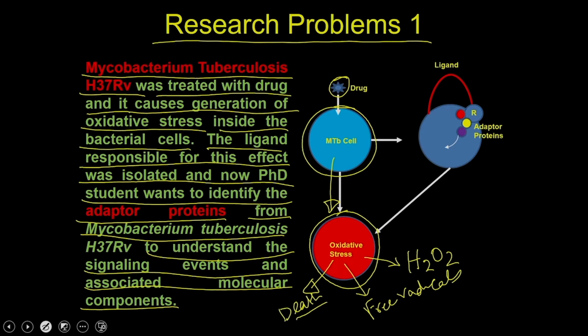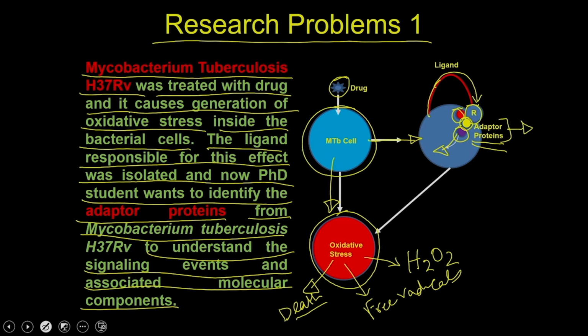So how is it happening? When you treat the MTB with the drug, it produces a ligand, and that ligand binds to a receptor. That receptor is associated with downstream protein molecules, which are technically called adapter proteins, and these adapter proteins take the signal from the receptor and drive the reactions in the bacterium. And so, the question is how to identify these adapter proteins.